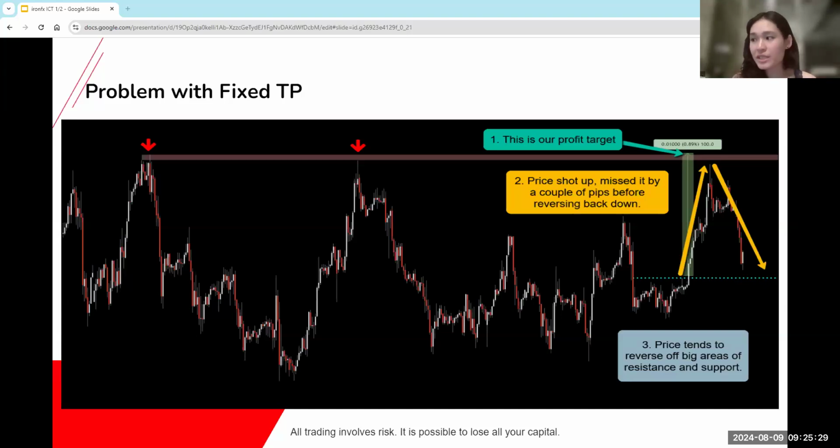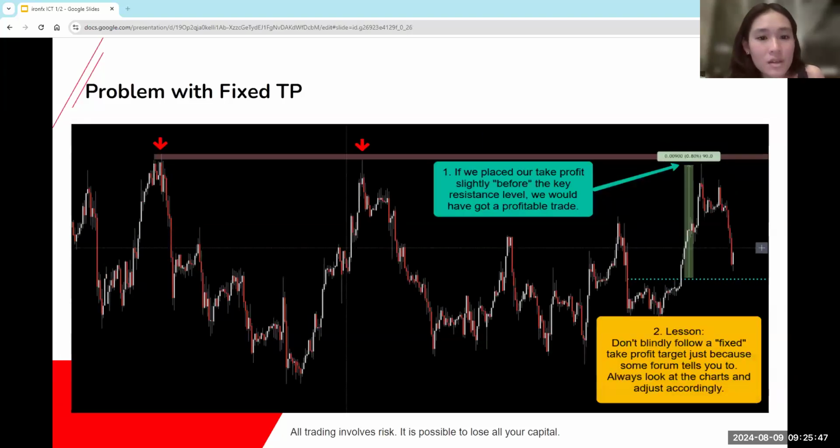Okay, and the key point here is that price tends to reverse off of big areas of resistance and support. Or if we're talking about the ICT method, you can also refer to these areas as your liquidity grabs. So in an alternative scenario, if we had placed our take profit before the key resistance level, we would have got a profitable trade. So it's important to look at the charts and adjust your take profit and stop loss levels accordingly.